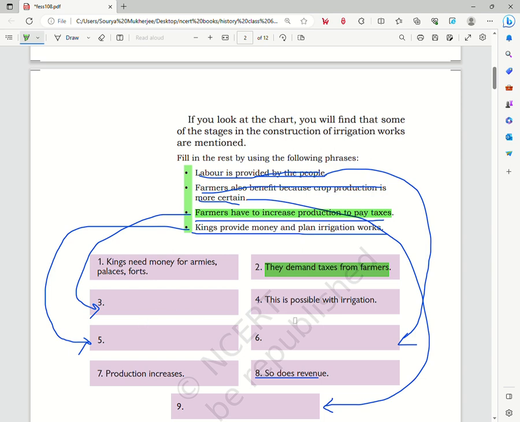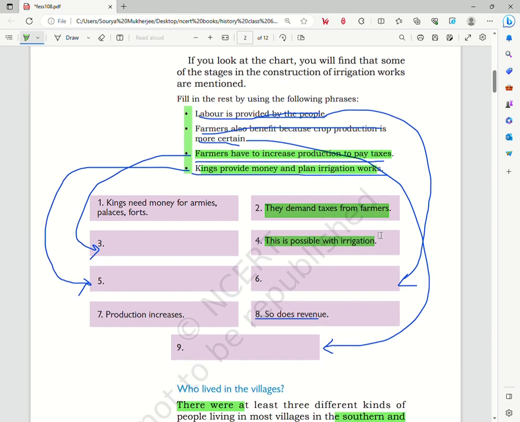Now after this, to increase agriculture, you need better irrigation works. This is only possible with irrigation. So there is a need for constructing better irrigation to increase agricultural production. And for this, the king usually provided the money and planned the irrigation works, guiding the farmers and providing the money for them to build the irrigation work. Then the farmers and common people themselves had to provide the labor to actually build the irrigation works. So the money comes from the rulers, and the actual labor comes from the common people and the farmers.